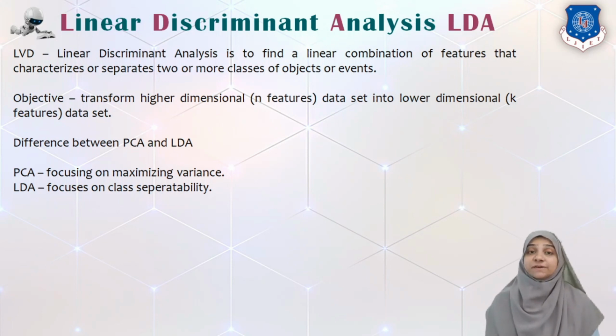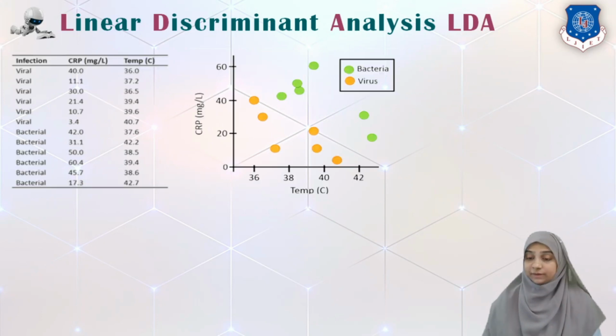But there is a huge difference between PCA and LDA. PCA only focuses on maximizing variability, that is, maximizing variance among features of the given data set, while LDA focuses on class separability. That means finding only those features that can characterize or categorize classes of data more independently or more effectively. Now let us understand LDA with the help of an example.